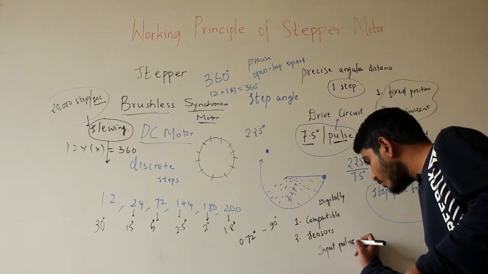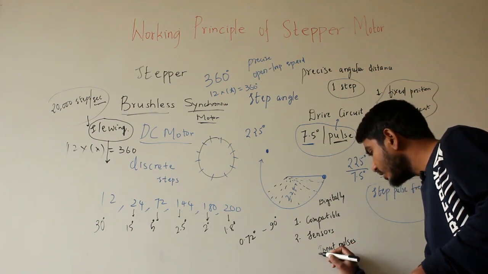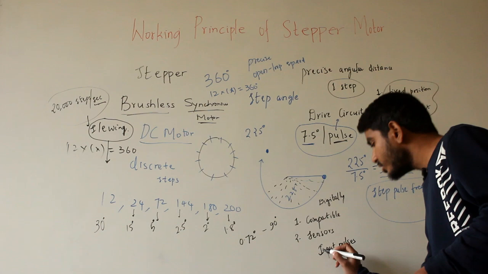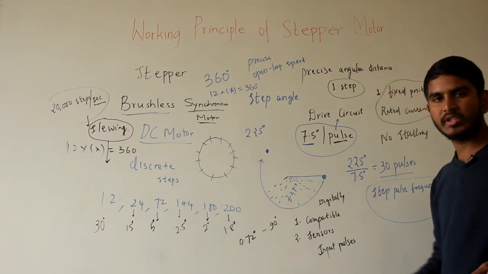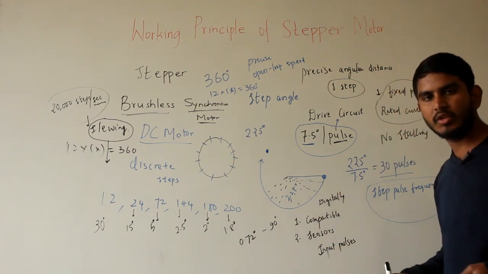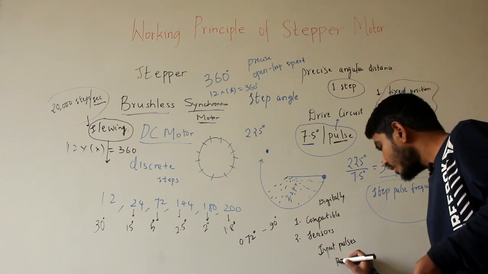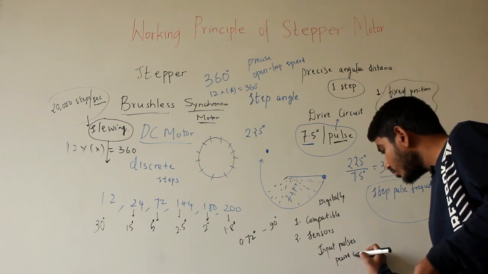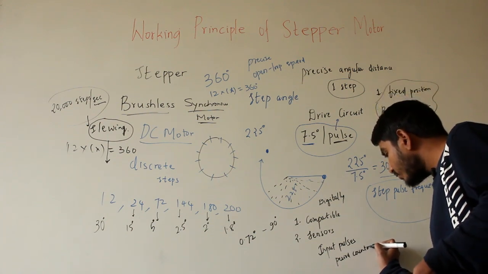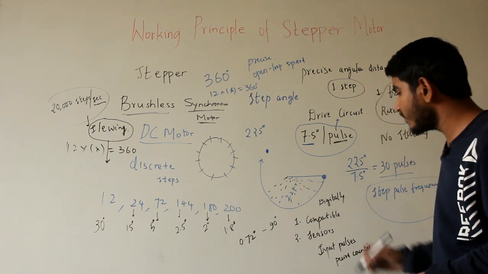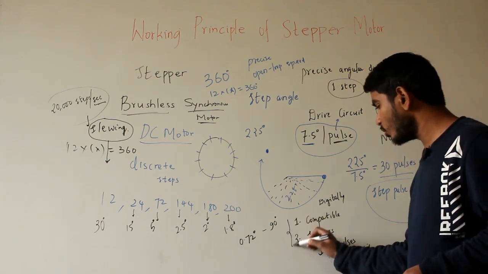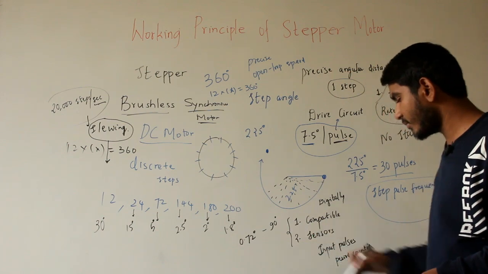So by knowing the number of input pulses, you can easily come to know about the position of the shaft. And if you want to know the speed of the stepper motor, then you can go for the periodic counting of the pulses. So these are the two main advantages of this stepper motor.